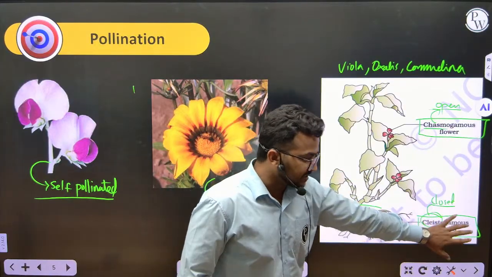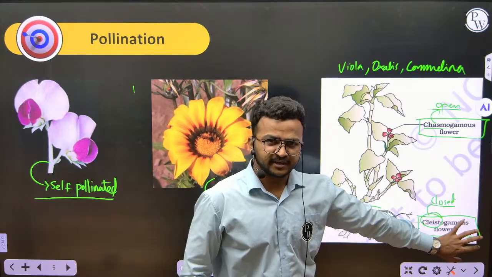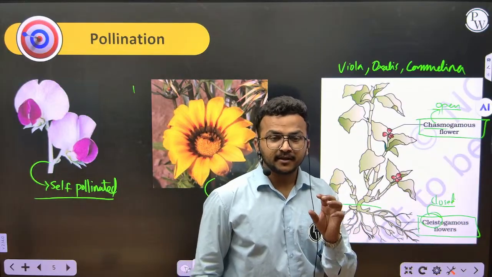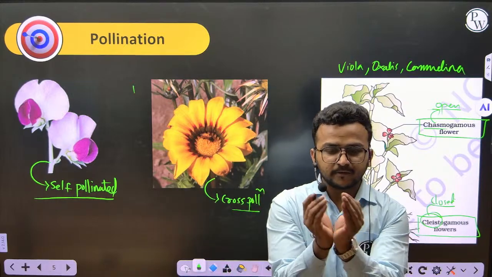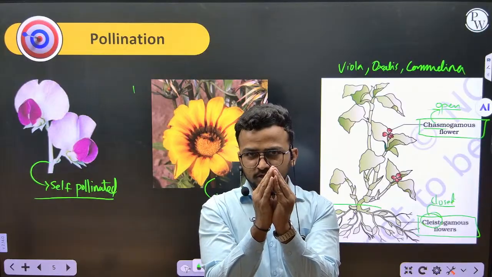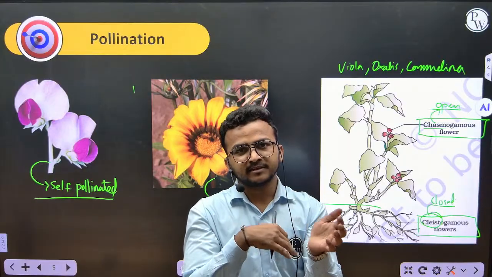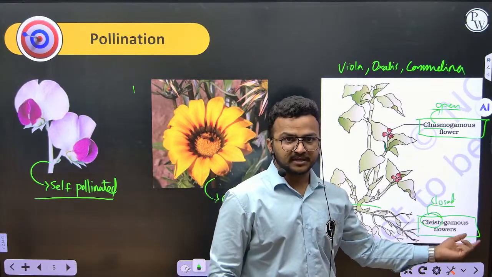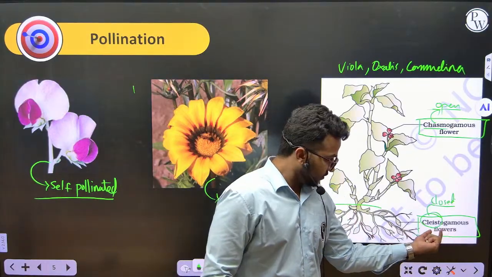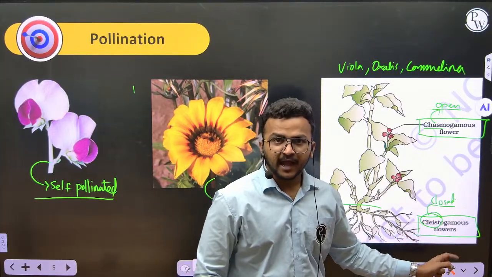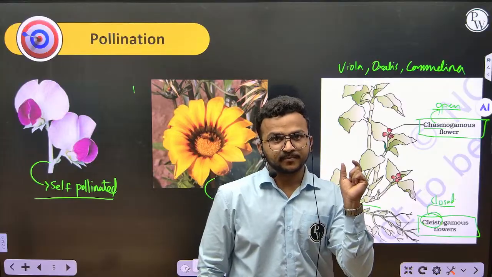The special thing about this cleistogamous flower is that they are present below the ground level. Closed flower means it always remains closed. So if it remains closed, the transfer of pollen grain takes place within the same flower. So complete autogamy is possible here. Complete self-pollination is seen in the case of cleistogamous flowers, and assured seed set.